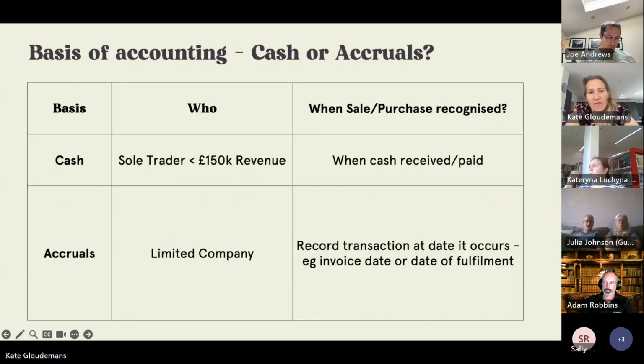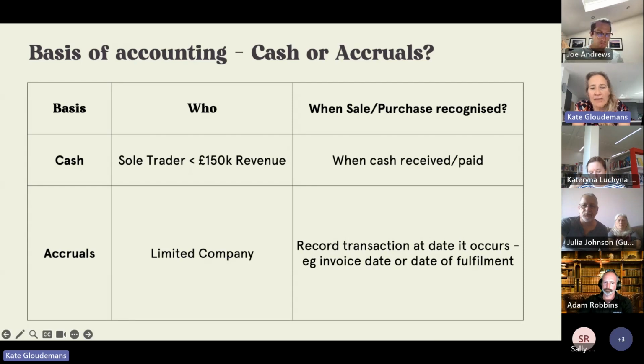So this is the sort of very dull bit of this slide, really. In order to properly implement bookkeeping, you have to work out what kind of accounting method you're supposed to adopt. And there are two bases of accounting that people refer to. One is called cash accounting and one is accruals.